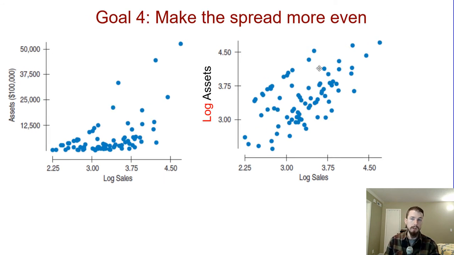All right, then the other one is to make the spread more even. As we get across our model here, it is crunched up, but you'll notice over here that the spread is much more even across the board at any point of our domain. And on this one, they actually did the log of assets and the log of sales.